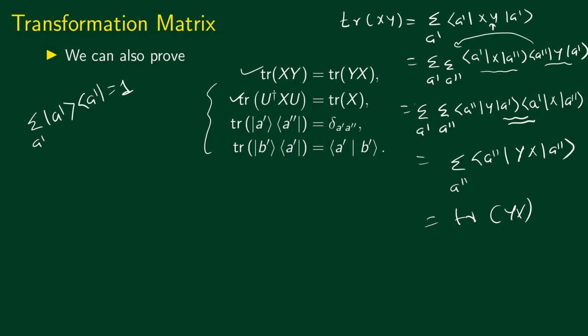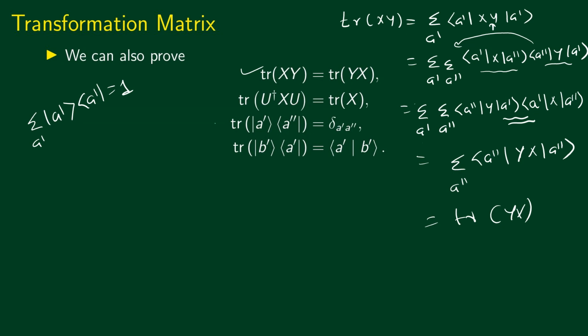To prove this, you could either introduce these identity operators, or you could actually use this relation, right? Instead of X, I can write U dagger X, and instead of Y, I can write U. So it doesn't matter. Trace of XY is trace of YX. So trace of U dagger XU is equal to trace of U U dagger X, and U U dagger is the identity operator. So this is also equal to trace of X.